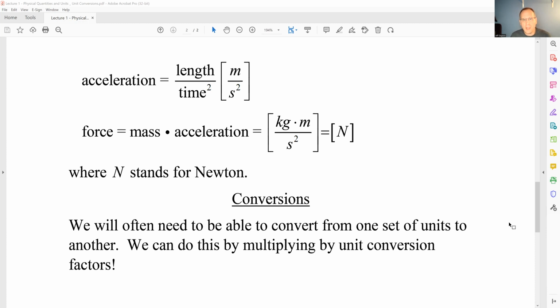Okay, now what I really want to focus on in this lecture is conversions, how to convert from one set of units to another set of units. So we're often going to need to be able to convert from one set of units to another. The most common way of doing this is by multiplying by something called a unit conversion factor. So we use these unit conversion factors to convert from one set of units to another set of units. Okay, so I'm going to jump on the iPad and do a bunch of examples where I show you how to do these conversions.